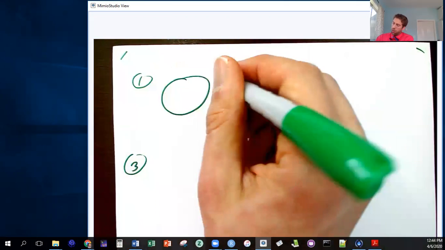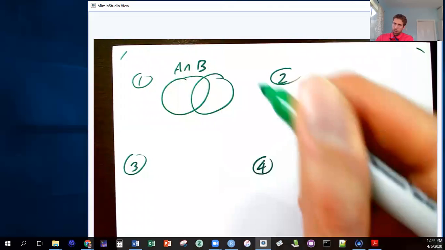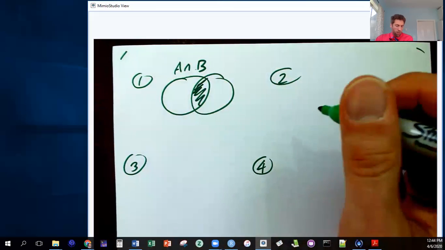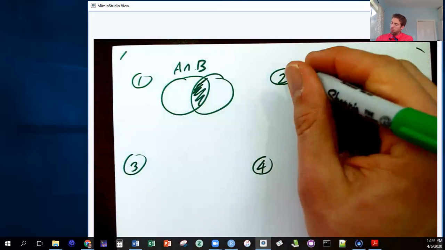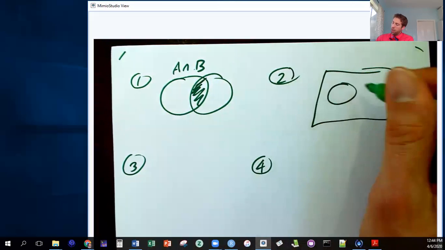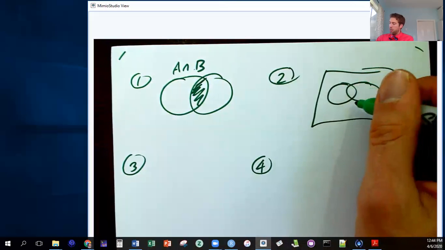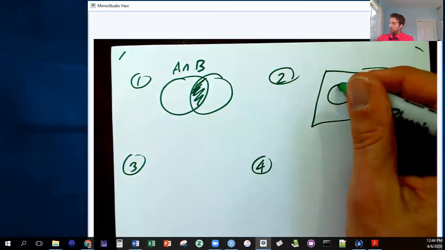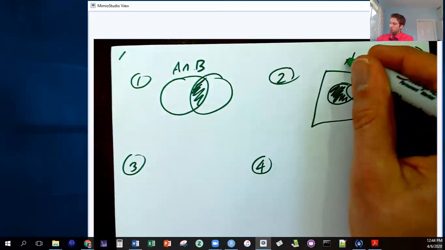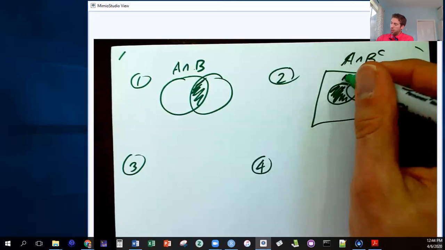couple Venn diagrams. For number one, we're asked to shade in A intersect B. That's going to be this portion right here. Okay, for number two, A intersect B complement. Here we might need to have a universal set. A intersect B complement is what's in A and not in B. That's here. Okay, A, B.